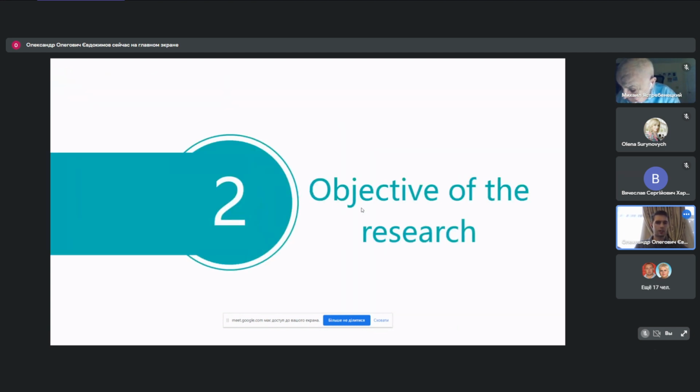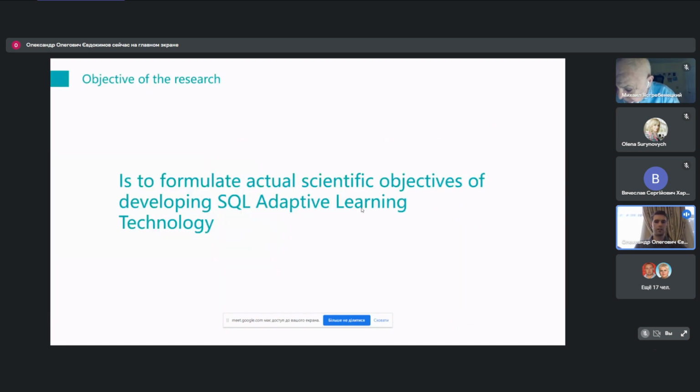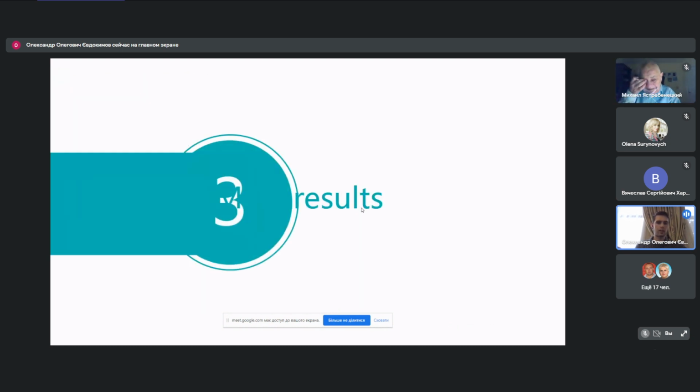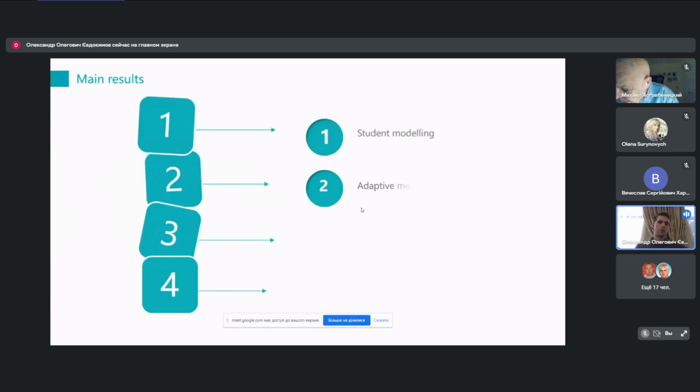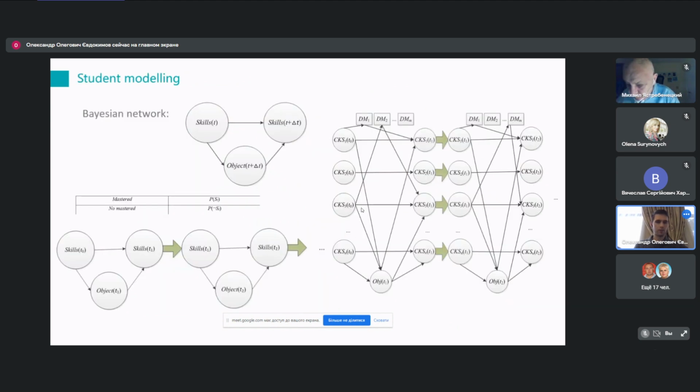The main objective of the research is to formulate actual scientific objectives of developing SQL adaptive learning technology. They would like to provide the main results obtained from research. The obtained results consist of 4 blocks: student modeling, adaptive mechanics, student submission query analysis, and SQL learning system for production.